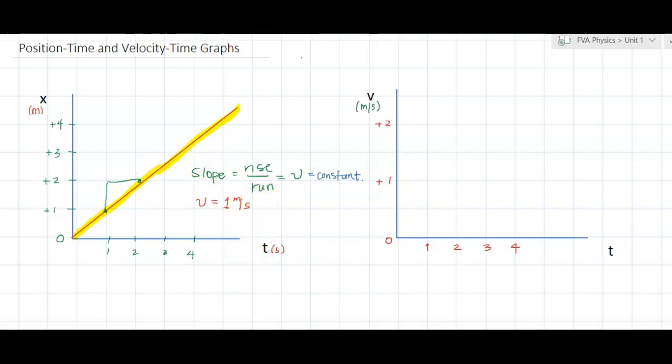So then over here on the velocity graph, that would translate to a velocity that is constant. So our velocity would be always, at every time, 1 meter per second, because at every time the slope is the same on our position time graph. So our velocity is constant, a flat line here.